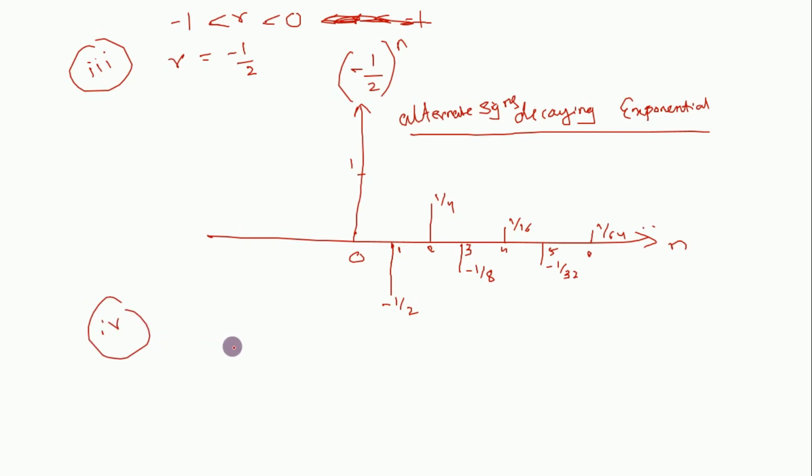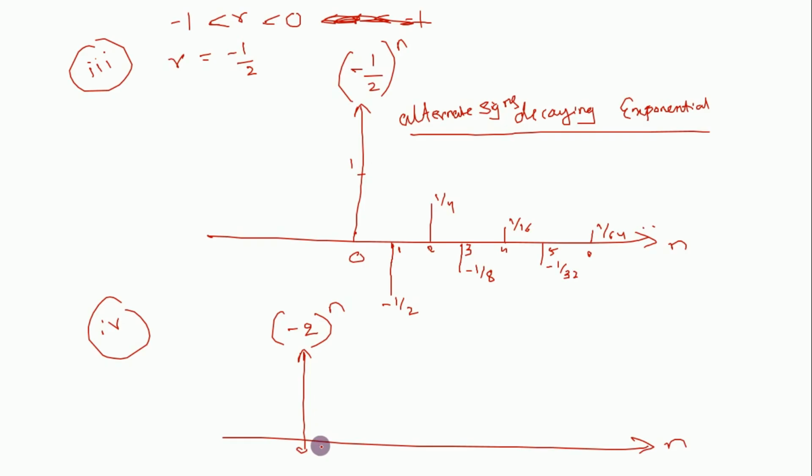Right? So this is case number 3. So case number 4: if I consider minus 2 raised to n, how does it look?